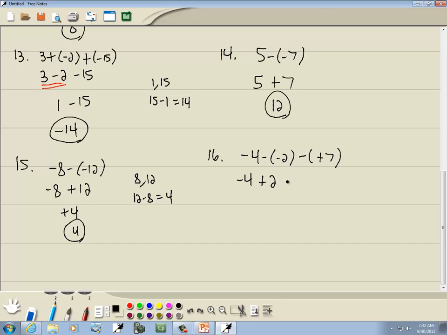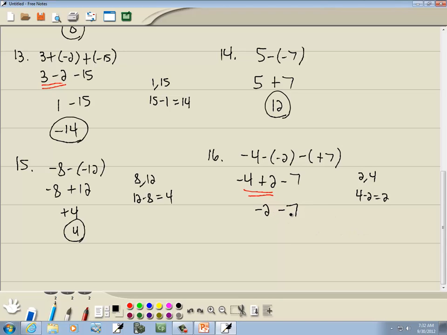Negative parentheses positive becomes a negative. So we got negative 7. I'm going to combine these numbers together. I'll start with my first two. They're different signs. So my steps say to ignore the signs. So I got 2 and 4. Subtract a smaller number from a larger number. 4 minus 2 gives me 2. And the sign of my answer is the original sign of the larger number. The larger number was 4, which originally was negative. So we got negative 2 minus 7.